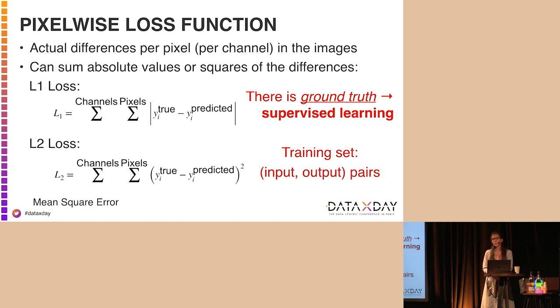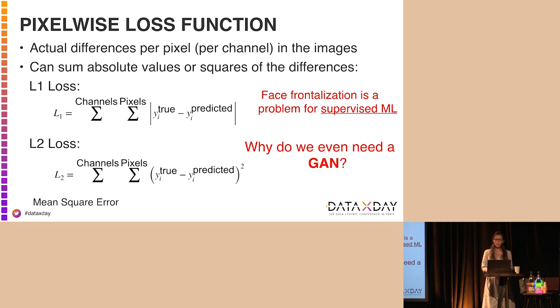Now, I mentioned ground truth multiple times. Since there is ground truth, of course, this means that we have a supervised learning problem. In the training set, we have inputs with corresponding outputs. So why do we even need a GAN for this? Because as I explained about GANs, typically they're used for unsupervised problems.